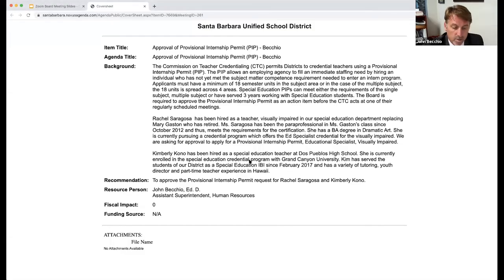And this is a provisional internship permit request. Again, brought these to you before, and the Commission on Teacher Credentialing requires board action so we can file for the provisional internship. The two teachers represented here are both in the special education department. They're both enrolled in a program and applying for the provisional internship permit. And so this really requires your action, and then we will again file this with the Commission on Teacher Credentialing.